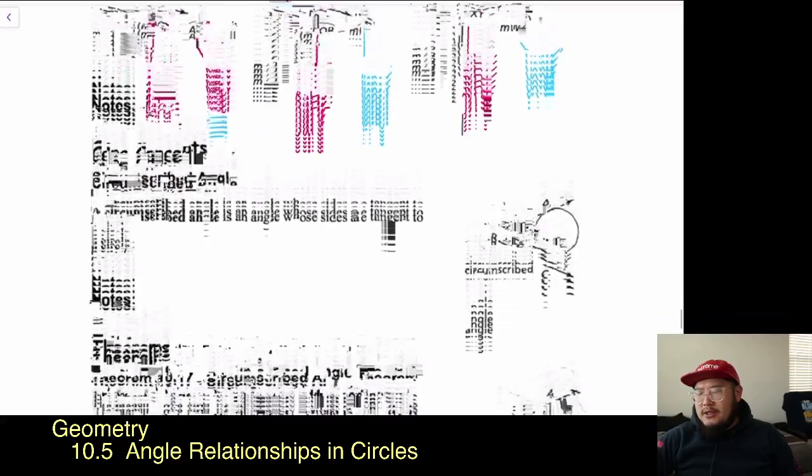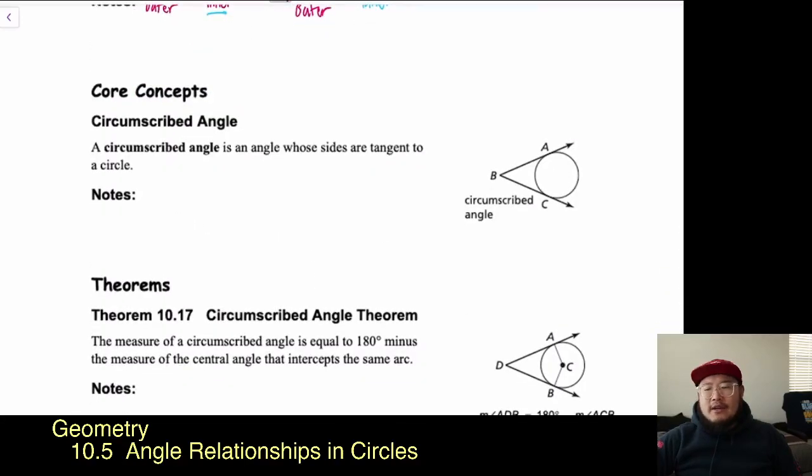Early on, there was the mention of the circumscribed angle. I didn't talk about it, but we're going to mention it right here. Remember, a circumscribed angle is an angle whose sides are tangent to a circle. Okay, so remember, if we're talking about circumscribed, it's going to be on the outer side. So if the angle is circumscribing a circle, the angle will be on the outer part of the circle. And that's pretty much what is being stated right here. A circumscribed angle is an angle whose sides are tangent to a circle.